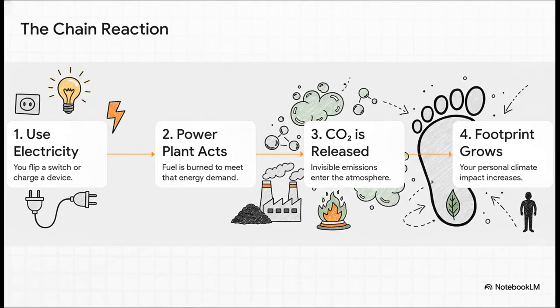And that chain reaction is actually a pretty straightforward four-step process. First, you use electricity. Second, that sends a signal to a power plant to burn more fuel to keep up. Third, that burning fuel releases invisible CO2 into the atmosphere. And boom, your personal carbon footprint gets a little bit bigger. It's a direct consequence, even if we can't see it happen.